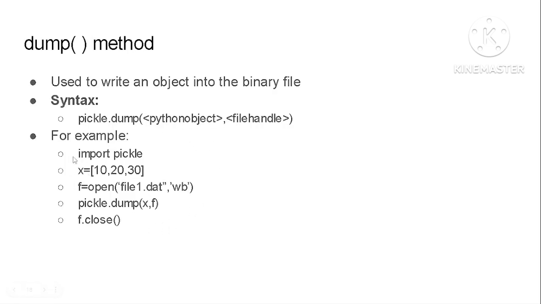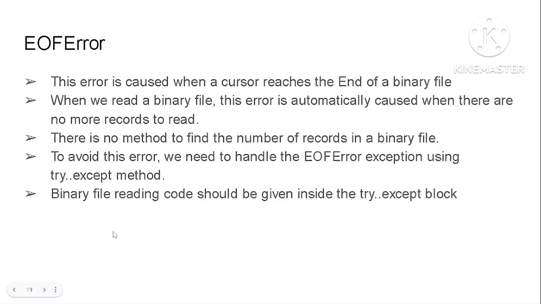That variable, comma, the file handle. So how do you do it? There is an example. Import the pickle module first. The object which I am going to write is a list. First you have to open the file where you're going to write it. Then pickle.dump that list, comma, the file handle. Then close the file. This is called the dump method.